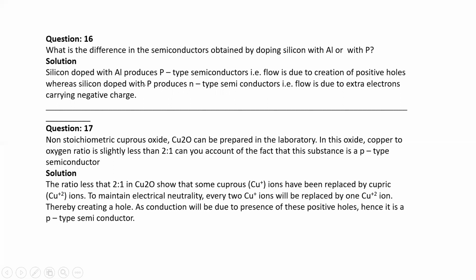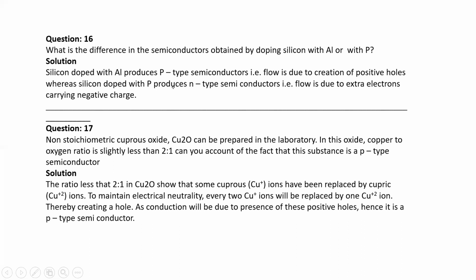Whereas silicon doped with phosphorus, a 15th group element, is called an N-type semiconductor. I hope it is clear. So what is a P-type semiconductor? A P-type semiconductor is one in which silicon or germanium is doped with a 13th group element. 13th group element means not only aluminum, it can be any element of the 13th group, that is boron, aluminum, indium, thallium. And if the silicon or germanium semiconductor is doped with a 15th group element, that is phosphorus, we can say it is called an N-type semiconductor.